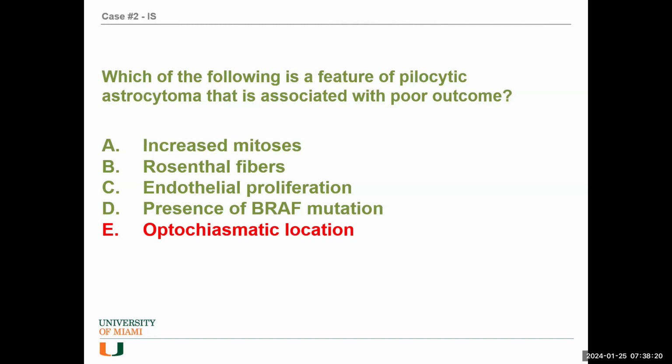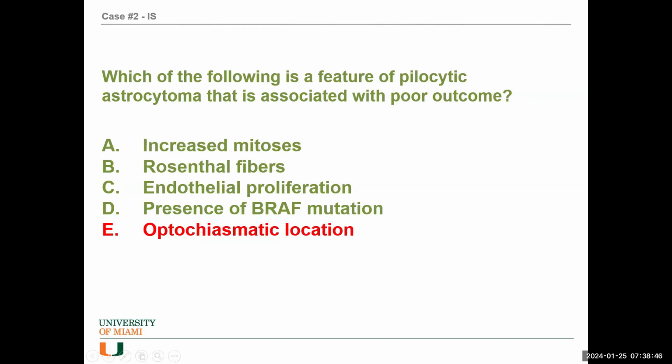And I also need a paper for this one. I read the paper on this one. So similarly, increased mitoses seemed more like the correct answer, but optochiasmatic location, just because you cannot resect the whole thing. And again, a supratentorial location of JPA is considered worse than an infratentorial location for JPA. Especially if it's in the hypothalamus.